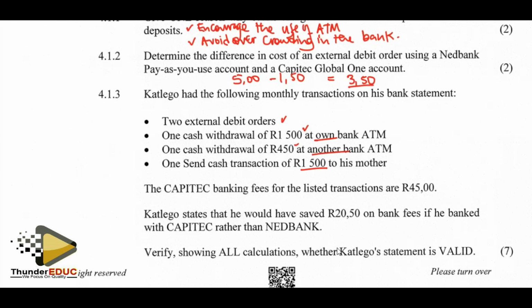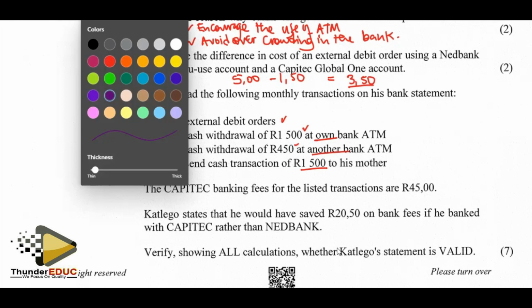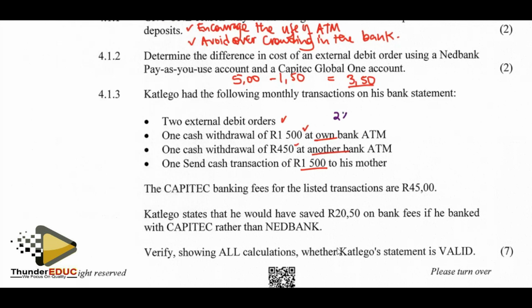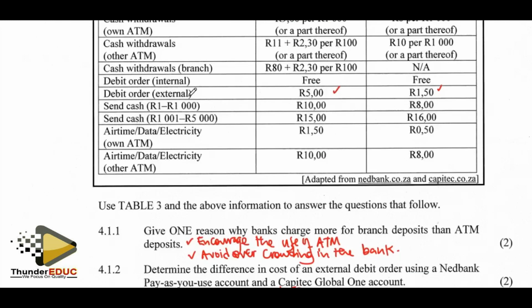So 2 external debit orders. What are we going to do? We shall ask ourselves, okay, this will definitely be 2 times. These are 2 external debit orders.